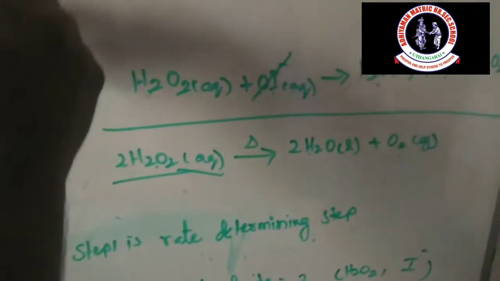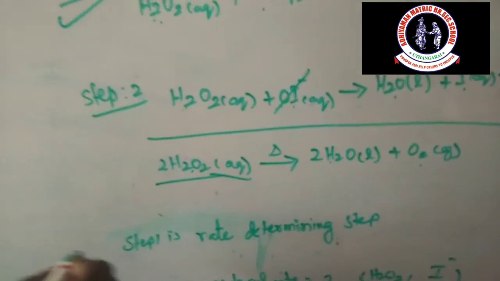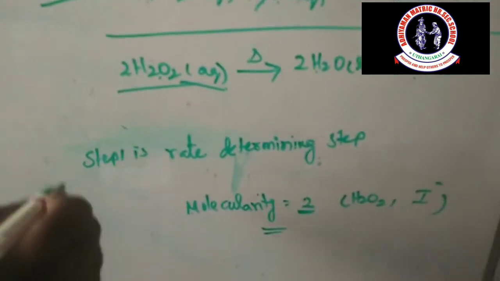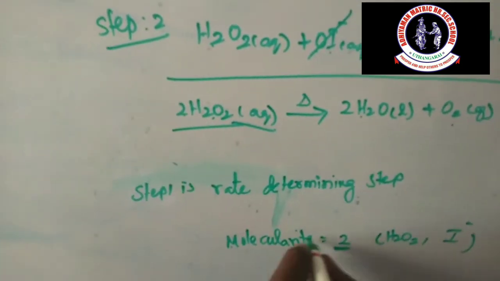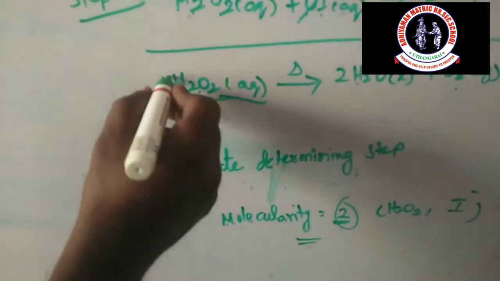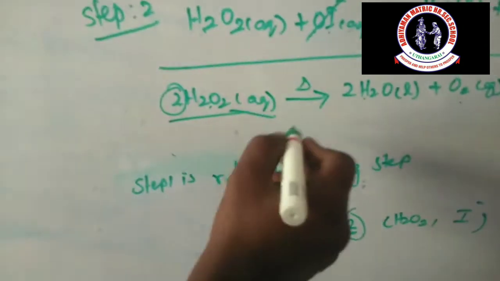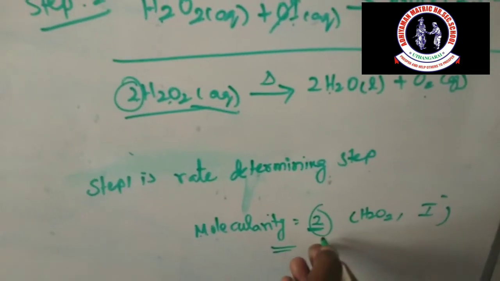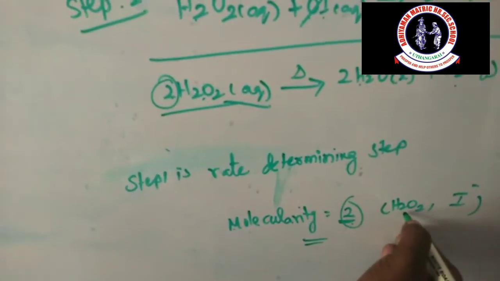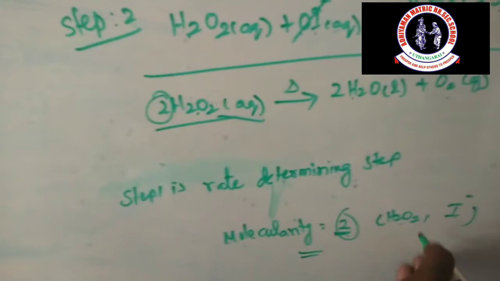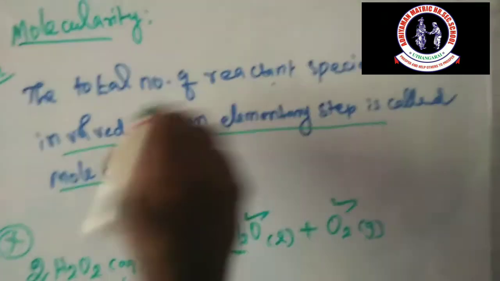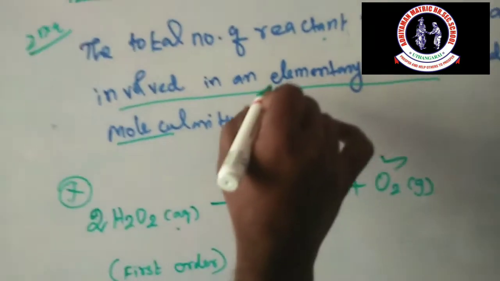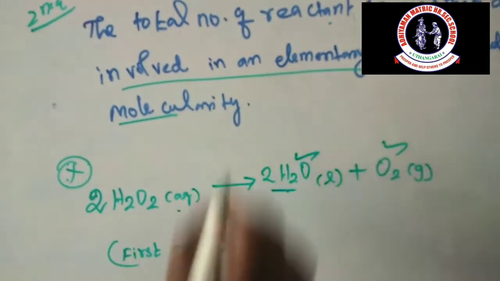Here the first step is the rate determining step, because it is a very slow step. So molecularity is 2, because hydrogen peroxide and iodide are involved in the reaction. Once again, molecularity is the total number of reactant species that are involved in the elementary steps. That is called molecularity.